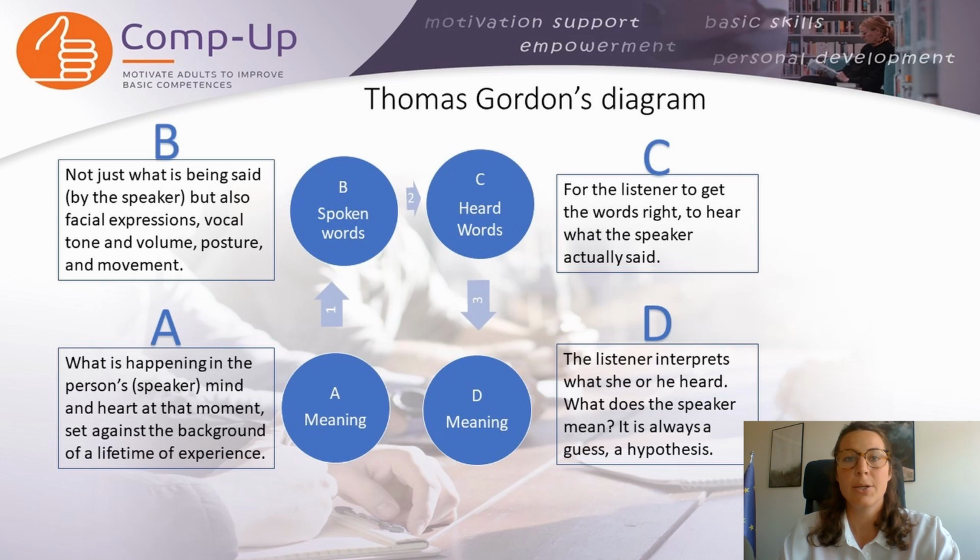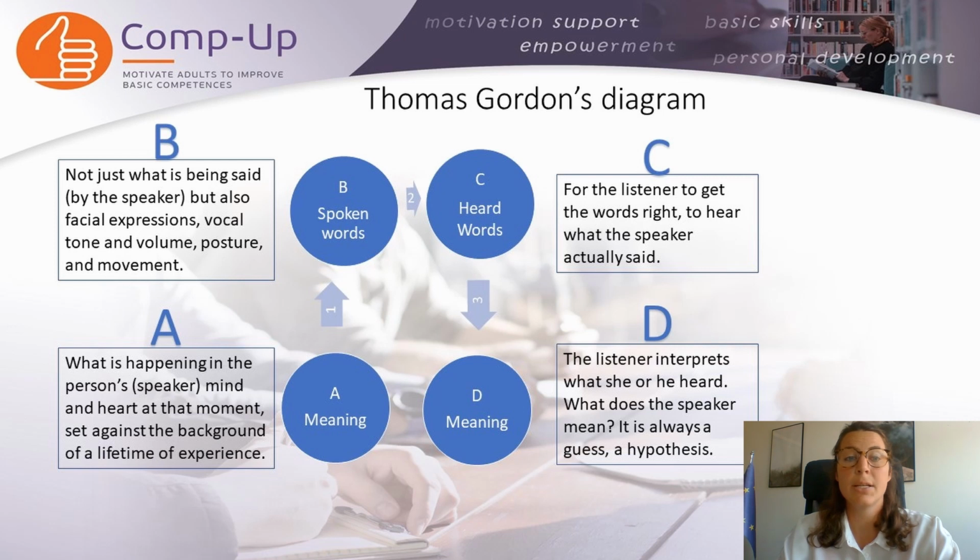Circle A represents what is happening in the speaker's mind and heart at the moment of communication, which is influenced by a lot of factors and is set against a lifetime of experiences. This circle is called meaning. Circle B is representing what the speaker is saying, the actual spoken words, including as well facial expressions, vocal tone and volume, posture, and movements. This circle is called spoken words.